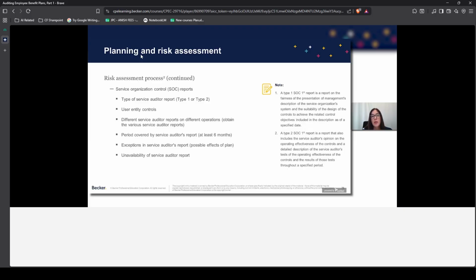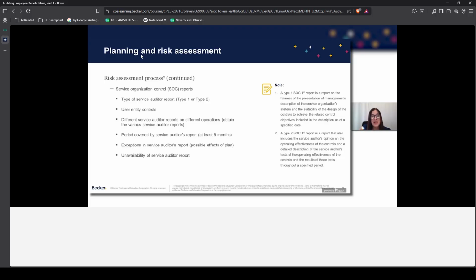If the SOC report contains exceptions in the testing, then you're going to have to use your judgment to determine if those exceptions have an impact on your reliance of that SOC report. Now, if you encounter a situation where a service provider does not have a SOC report, you still have to document your understanding of the controls at that service provider in some manner.